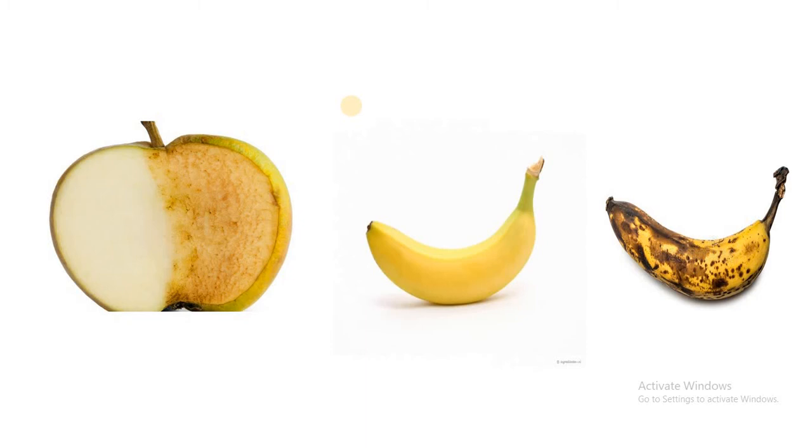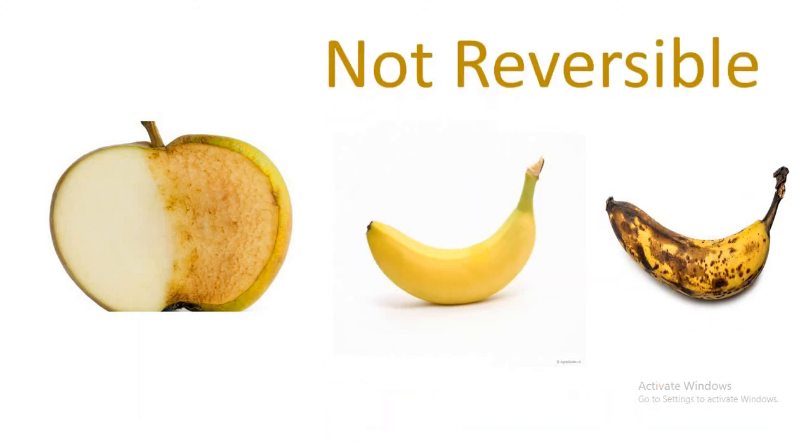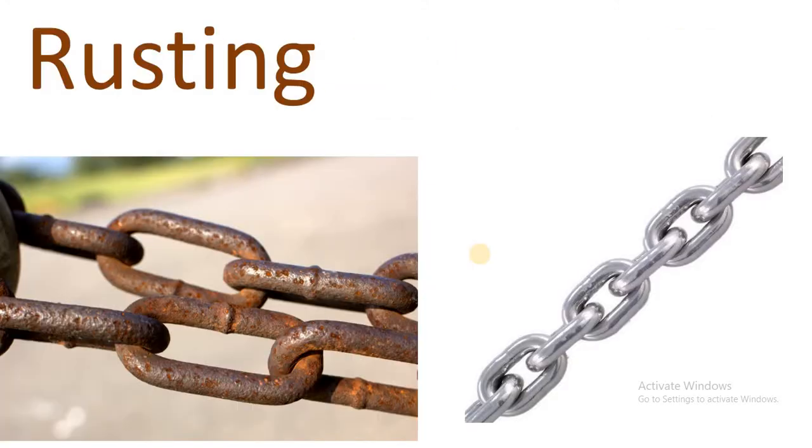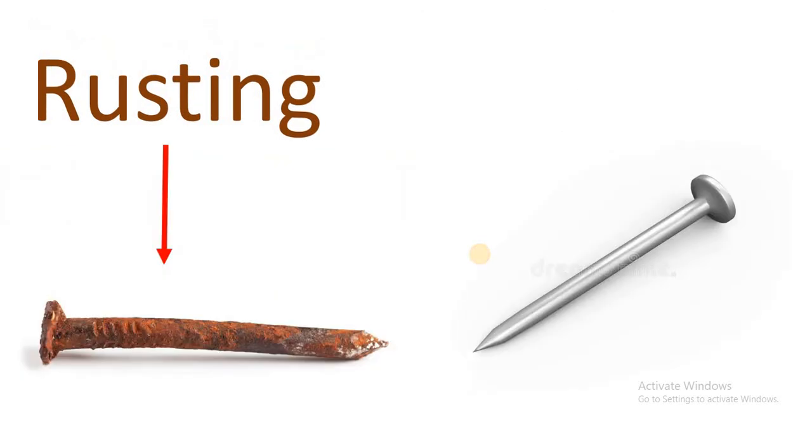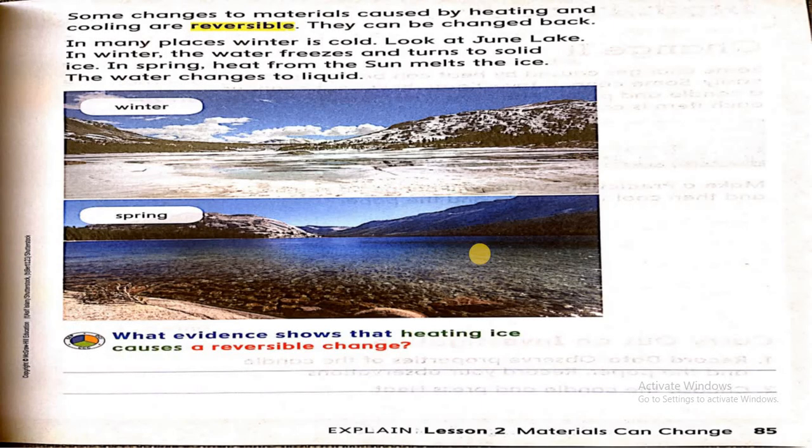Okay, what about also these fruits? What about this apple? Can we change it back to be like this again? No. What about the banana when it turns black like this? Can we change it back to be yellow? Of course no. So this is irreversible. Rusting. Also rusting is irreversible, not reversible. Please open page 85.